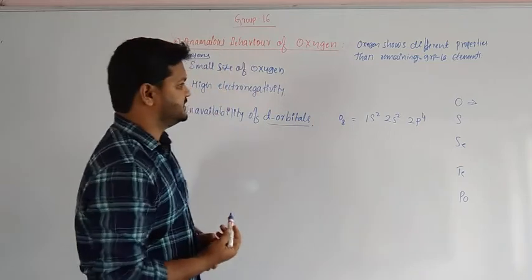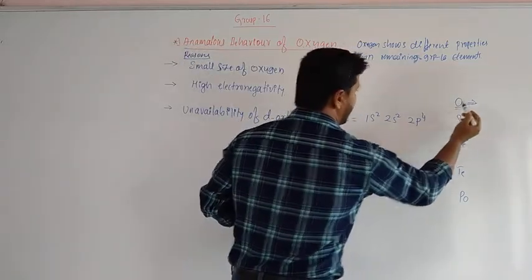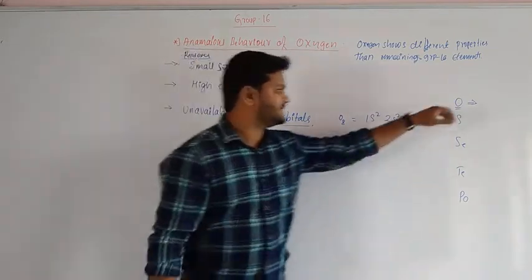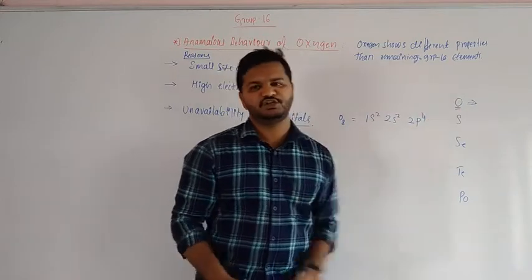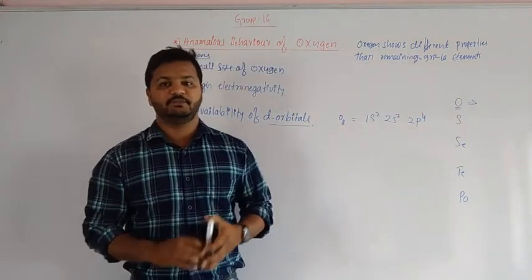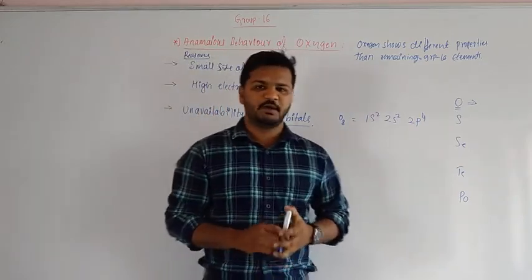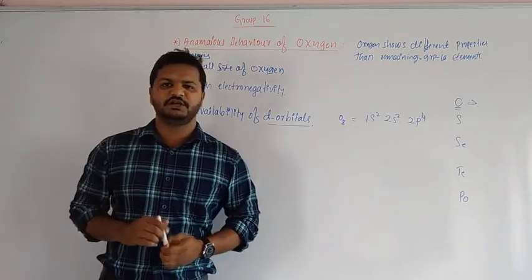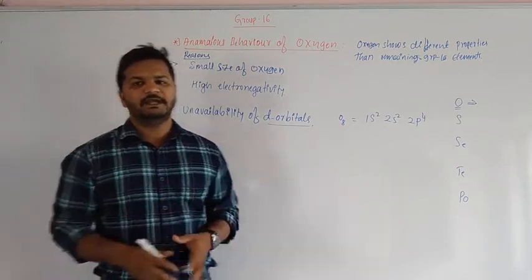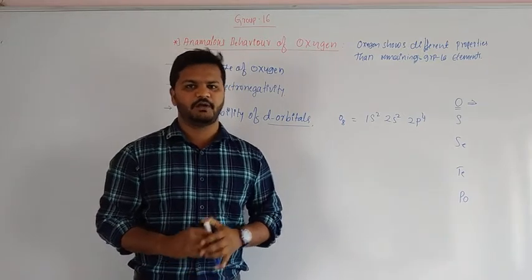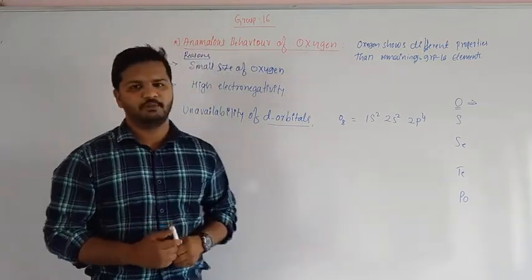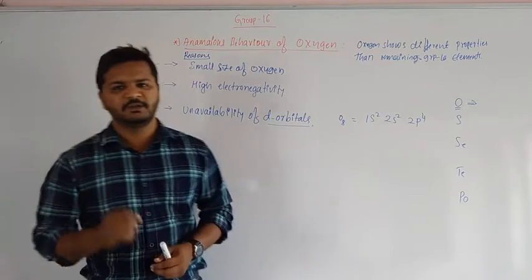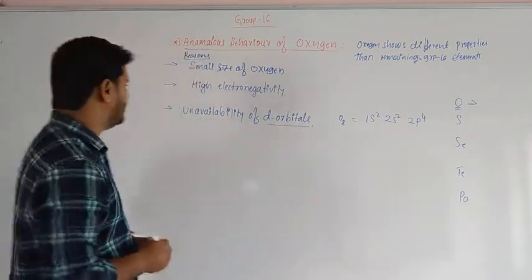And next one, students, due to small size and high electronegativity of oxygen, it shows intermolecular hydrogen bonding. And one more important property, due to small size, high electronegativity and unavailability of d orbital, oxygen shows abnormal melting point and boiling point. Okay, and one more, oxygen can form p pi p pi bonding, whereas sulfur, selenium, tellurium and polonium show p pi d pi bonding. I will explain one by one, the properties.